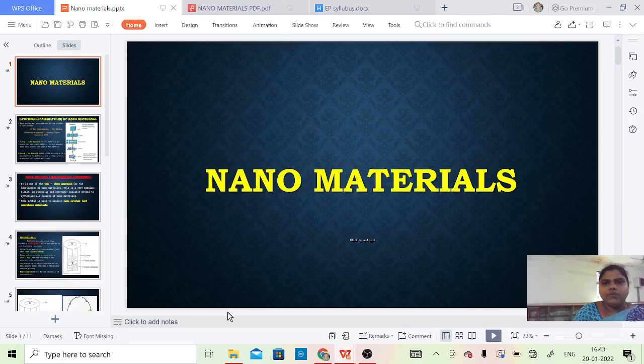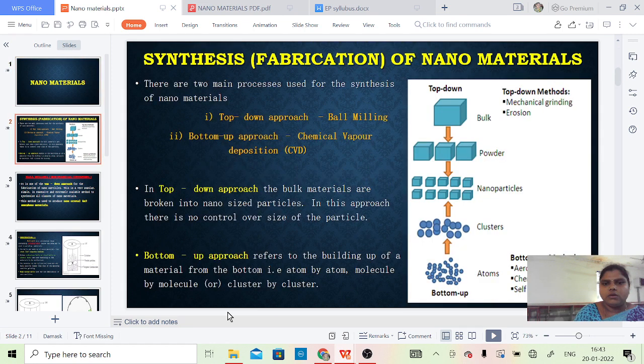In this video, we are going to study our next chapter, Nano Materials. Okay, so synthesis and fabrication of nanomaterials. There are two main processes used for the synthesis of nanomaterials. One is the top-down approach, an example of which is the ball milling process. The other is the bottom-up approach, an example of which is CVD, the chemical vapor deposition process.